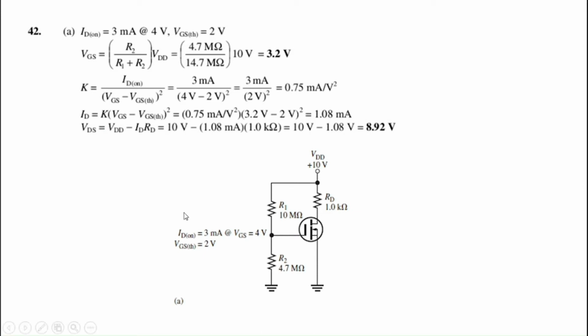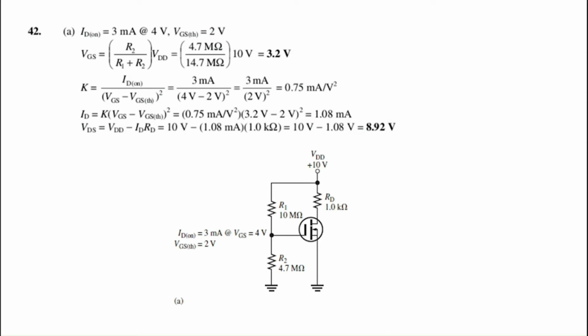So using the characteristic equation for the E-MOSFET, which is ID is equal to K into (VGS minus VGS threshold) squared, we can make K the subject of the formula. So if we make K the subject and substitute the values for ID(on) and the threshold voltage, our ID(on) is 3 milliamps, over (VGS is 4 volts minus 2 volts) squared. So we get our K, which is equal to 0.75 milliamps per volt squared. So that is our K.